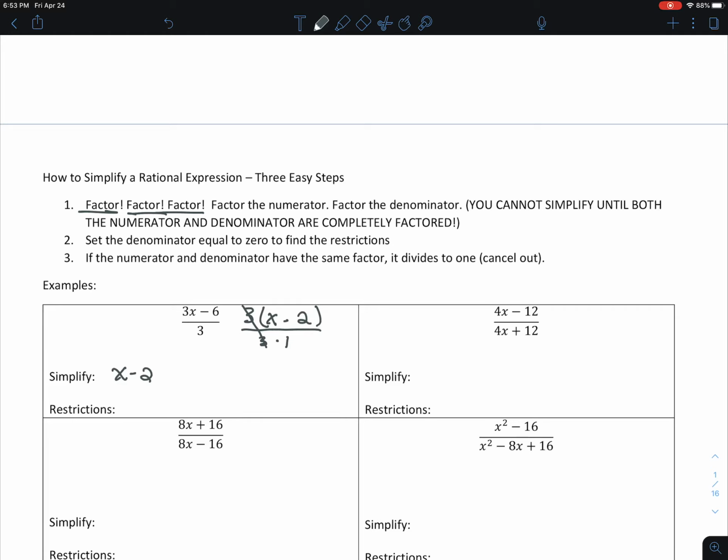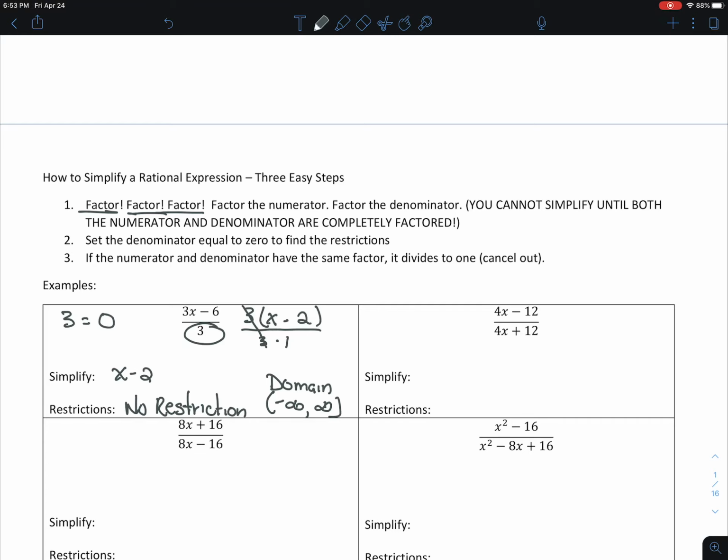Now, how do I find the restrictions? I find the restrictions by setting the denominator equal to 0. Is 3 ever equal to 0? No, so it has no restrictions. So its domain is all real numbers. Okay?